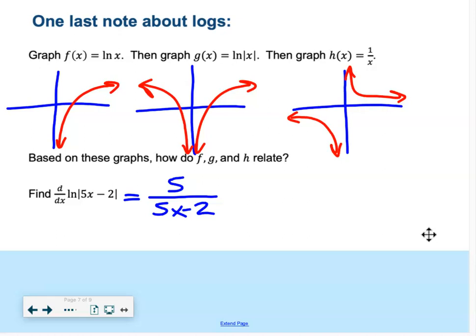So anyway, all that being said, that's just to tell you that if you ever have a derivative of a log with an absolute value, you can just ignore the absolute value and just do a derivative.